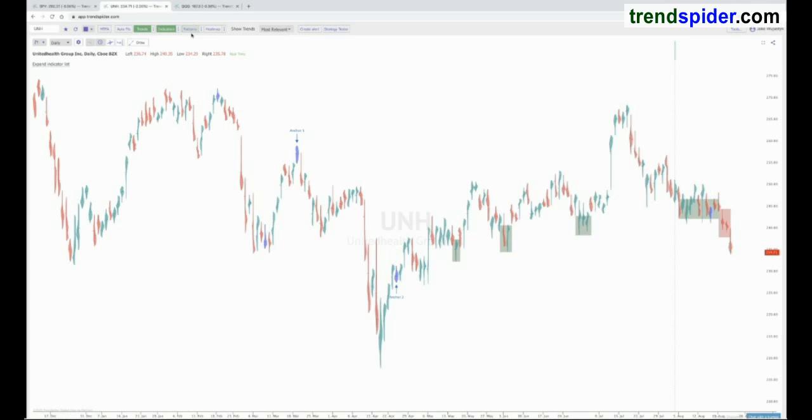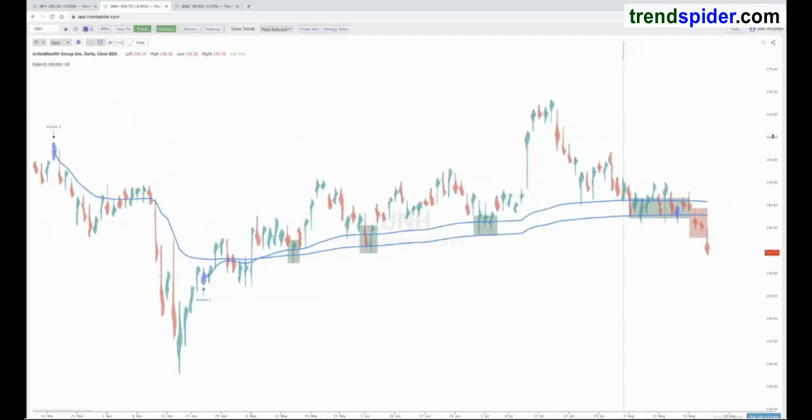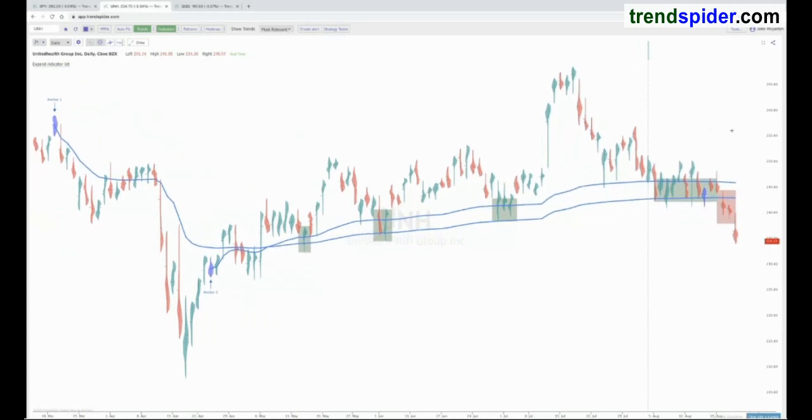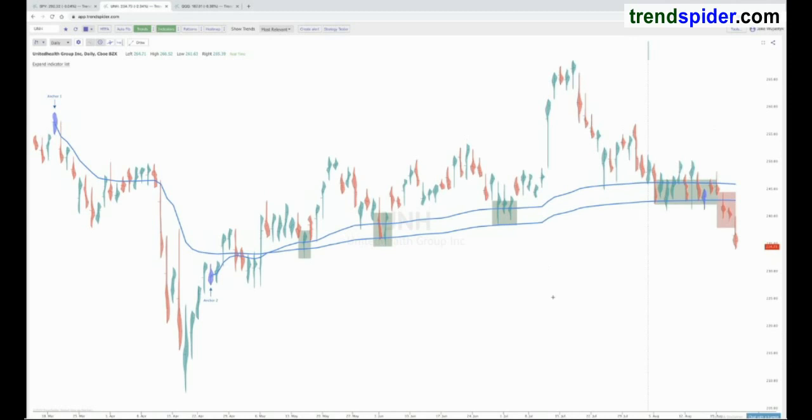Yeah, those blue raindrops have been extremely predictive in terms of reversals and big moves on this stock here, which is UNH, United Healthcare Daily. I was going to say candlestick chart, but it's a raindrop chart, and you're not going to find these raindrops anywhere else as far as I know. This is proprietary to TrendSpider, and again, you can get this by going to TrendSpider.com or clicking the link in the description below this video.